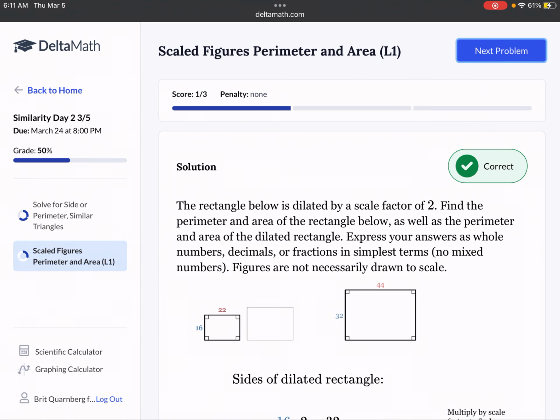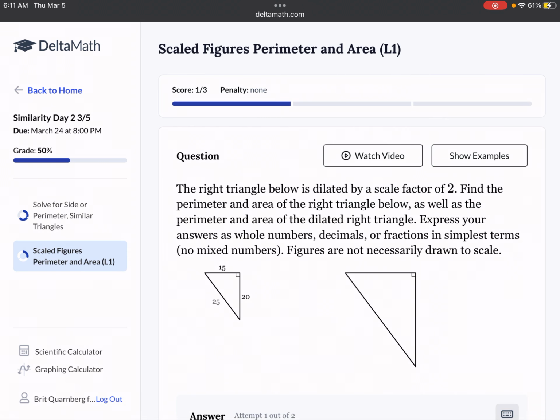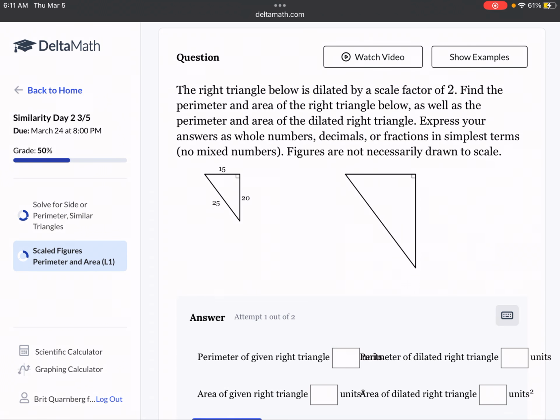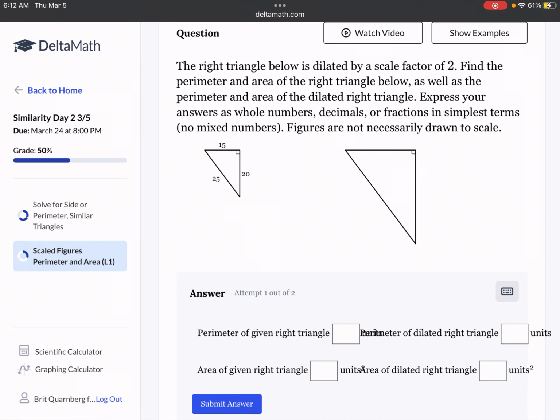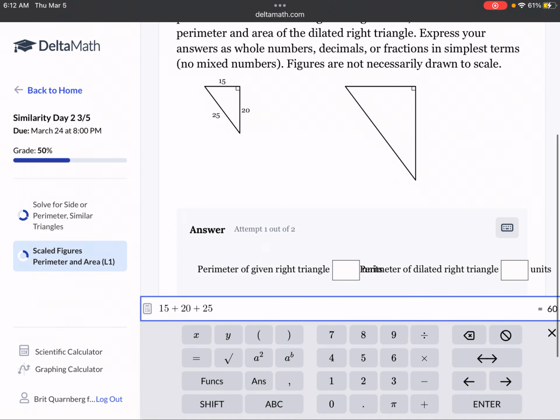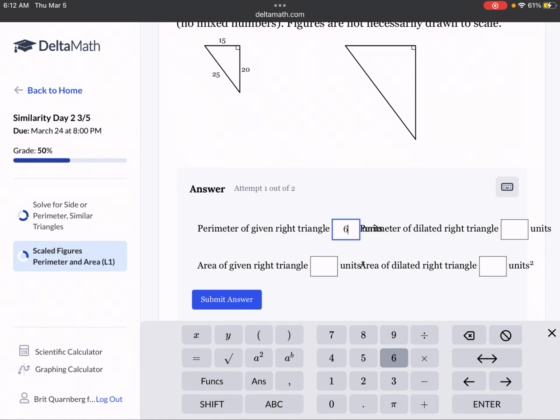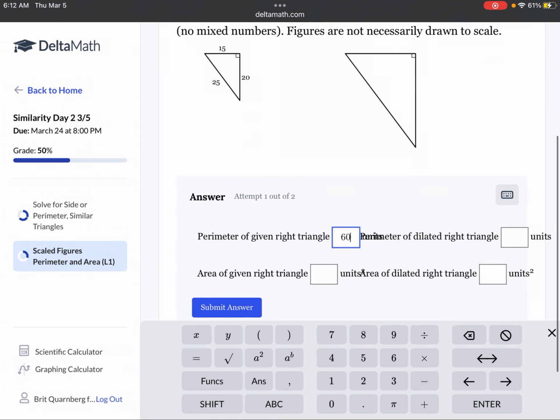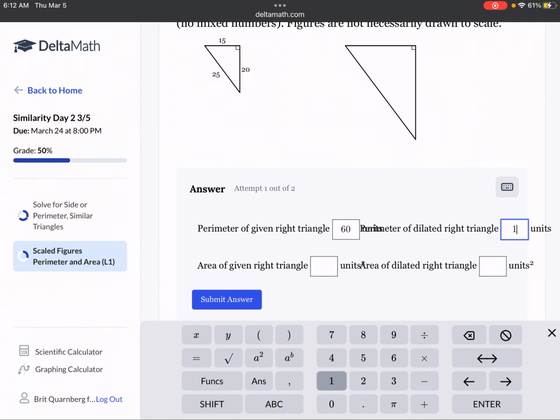Yes. Cool, and I didn't have to write anything down. But it does a nice little example of that. And I'm going to do one more problem because I can. So this says the triangle below is dilated by a scale factor of 2. Find the perimeter and area. Oh, so we're going to have to remember the area of a triangle. Not too bad, though. So the perimeter is, we're just going to add those numbers up of the given one, right? So I had 15 plus 20 plus 25, and I got 60. So the perimeter is 60. And it says that my scale factor was 2 again. So 60 times 2 is 120.